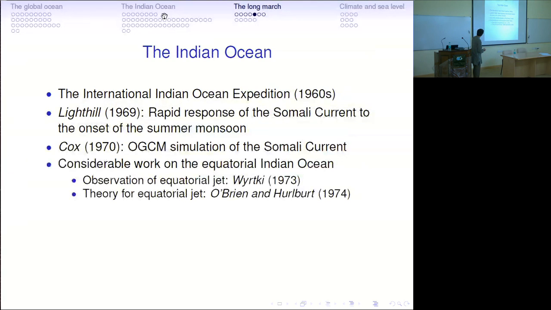There was considerable work in the Indian Ocean. There was observation of the equatorial jet by Klaus Wyrtki in 1973, and the theoretical explanation for that by O'Brien and Hurlburt in 1974. The basic theory had been laid in place by Yoshida in Japan earlier. The WICC jet is essentially a Yoshida jet. But once you move out to the forcing region, it's a Kelvin jet.